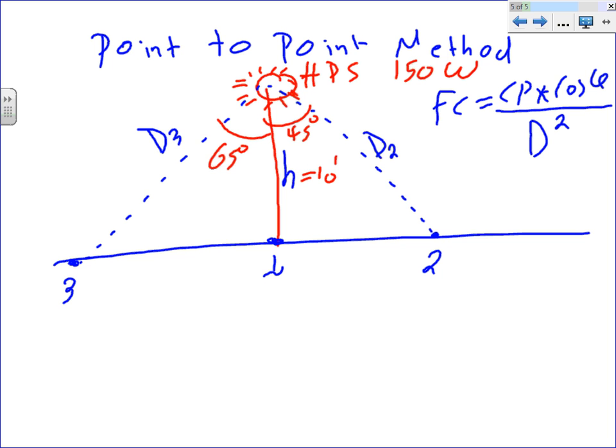First, I need to find the candela power from a table. We have a table in the book that can give me the candela power at that particular angle, which is 45. Then I need to multiply it by cosine Q, which is that particular angle, divided by the distance between the light and that point that I need to calculate for.